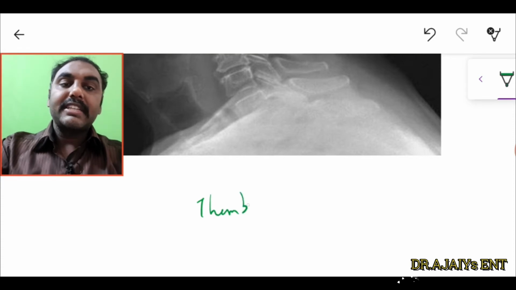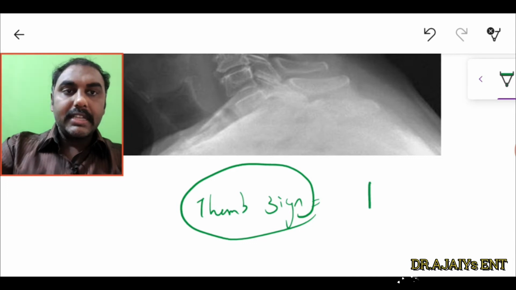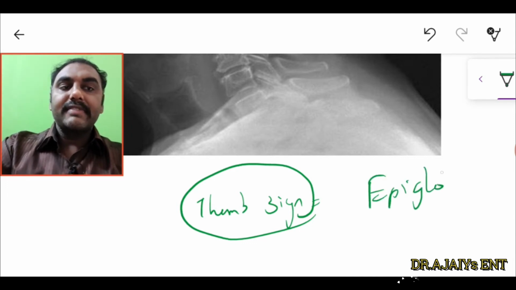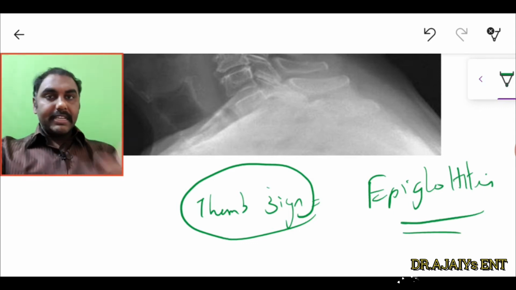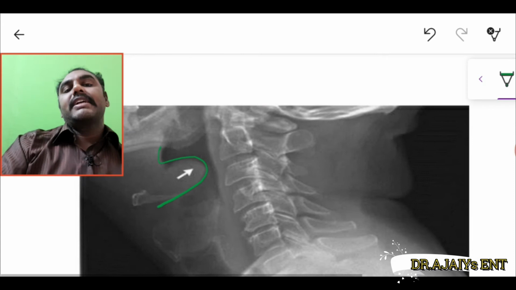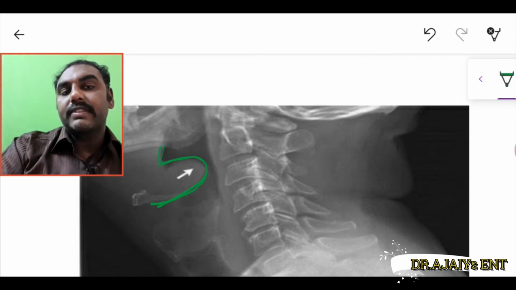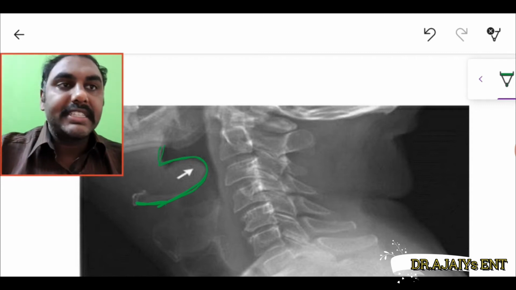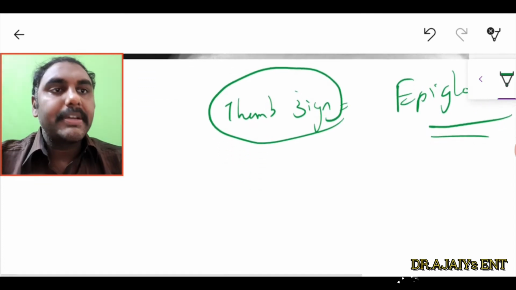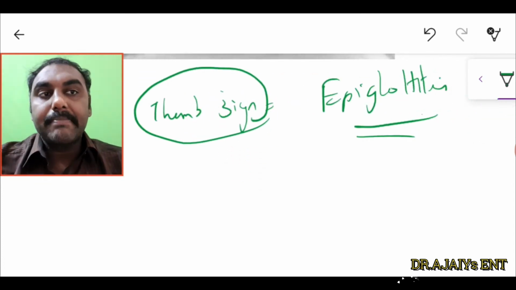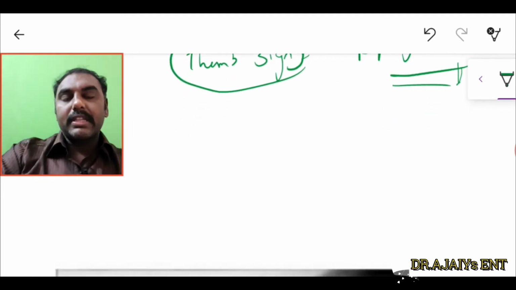Thumb sign is seen in which condition? Thumb sign is seen in epiglottitis. Very important MCQ. Just imagine the picture again, see this arrow which has been marked. This will go to a point of thumb impression. Thumb sign is seen in epiglottitis, which is caused by which organism? It's caused by Haemophilus influenzae type B. So this is a very important one, the thumb sign.